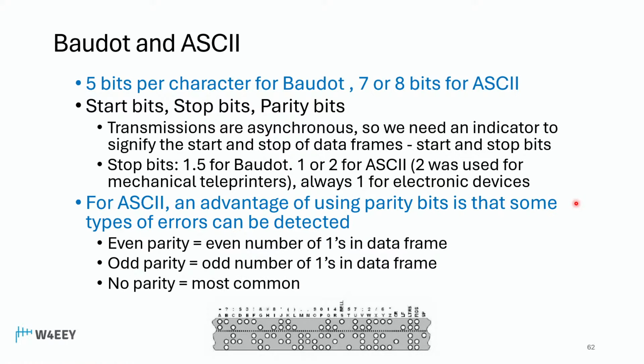So you can detect some kinds of errors in the data. Now for ASCII, an advantage of using parity is that some types of errors can be detected. You've got the right number of 1s, the right number of 0s.